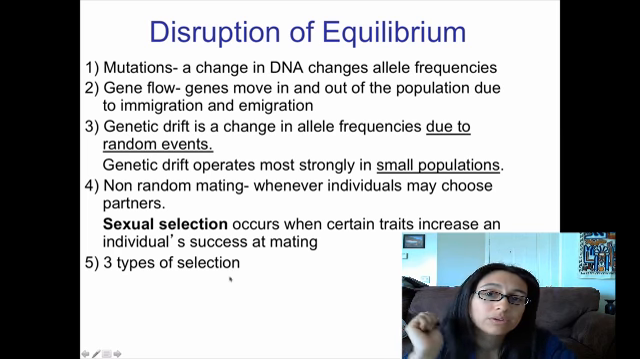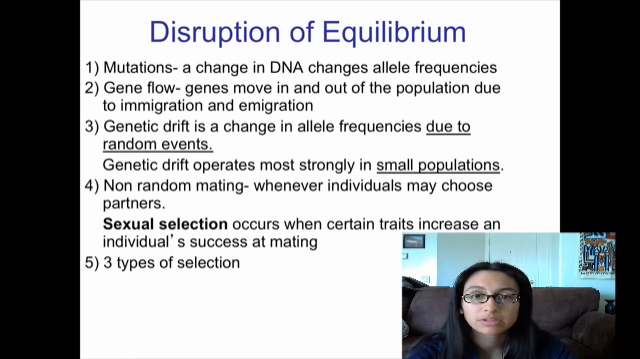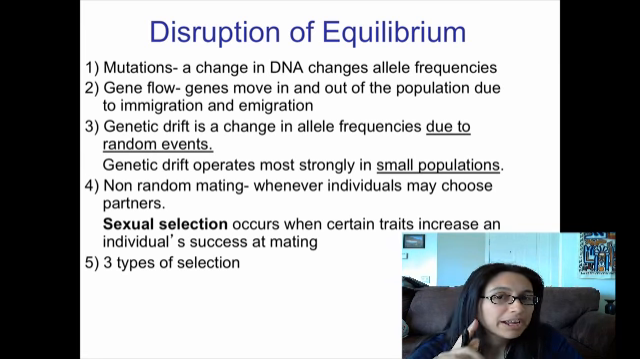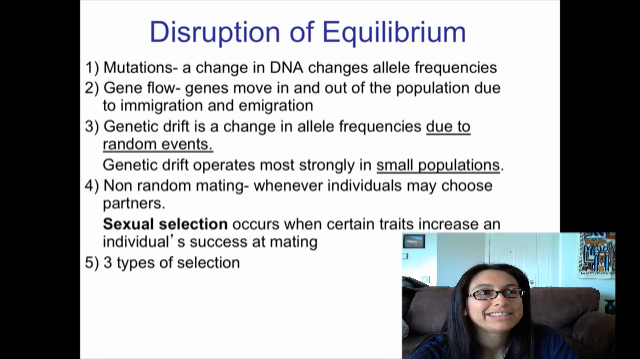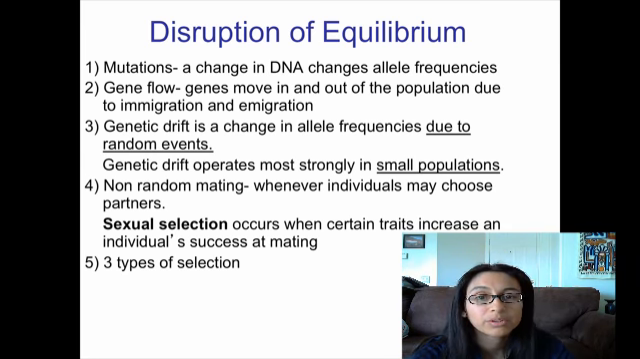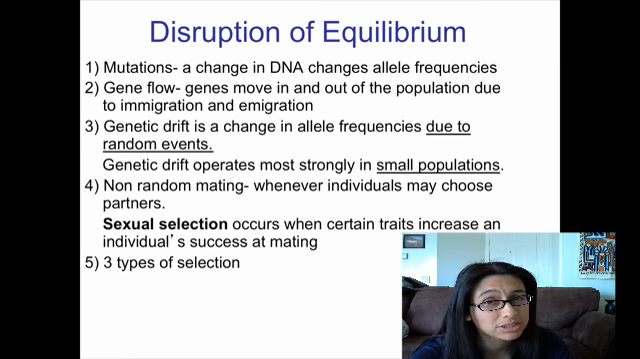All right, now Hardy-Weinberg equilibrium is useful for calculating the percentage of the population for allele frequencies and all that stuff, but in reality, it's impossible for all 5 of those conditions to exist in a population. So here we're looking at the disruption of equilibrium. What does it take to actually change a population? Because remember, Hardy-Weinberg was never changing the population.